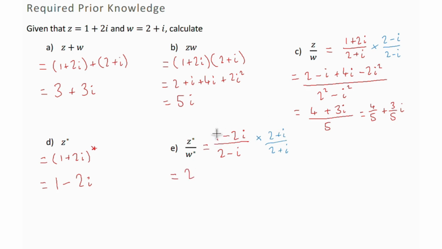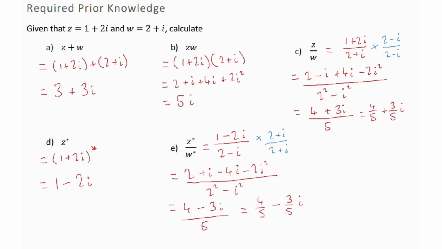So 1 times 2 is 2, 1 times i is i, minus 2i times 2 is minus 4i, minus 2i times minus i is going to be plus 2i squared, over, again, difference of two squares, 2 squared minus i squared. The i squared is negative 1, so this becomes plus 2, so it's 4 minus 3i over 2 squared minus minus 1, 4 plus 1, over 5, or maybe 4/5 minus 3/5 of i.